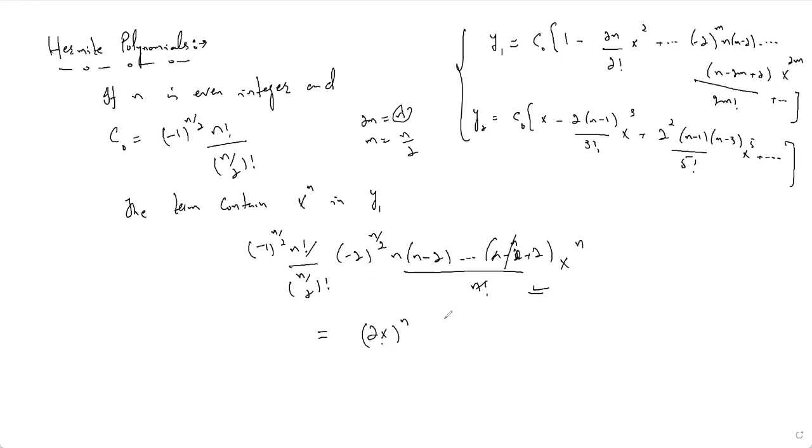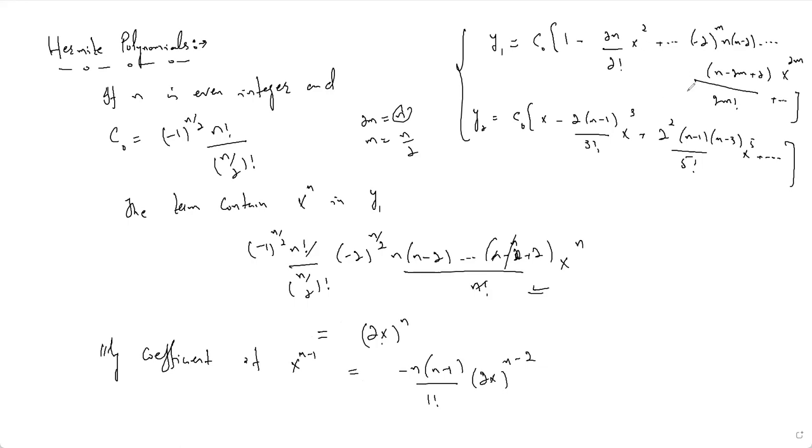Similarly, I will have the coefficient of the other terms. Similarly, the coefficient of x raised to power n minus 1. I said x raised to power n in y1; what will x raised to power n minus 1 be now? Now the coefficient of x raised to power n minus 1 will be equal to minus n into n minus 1 divided by 1 factorial, 2x raised to power n minus 2.